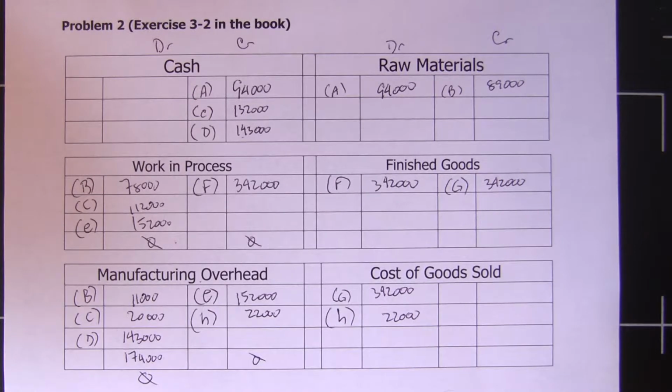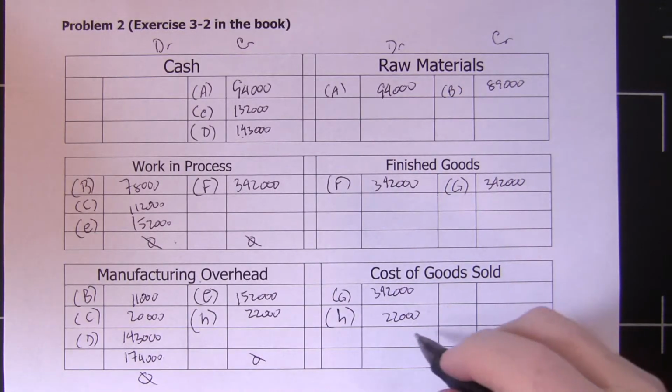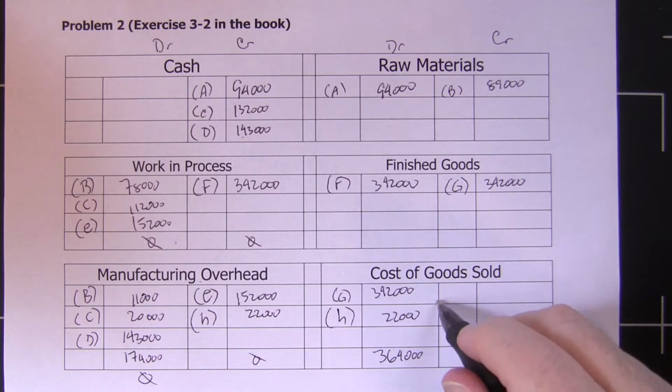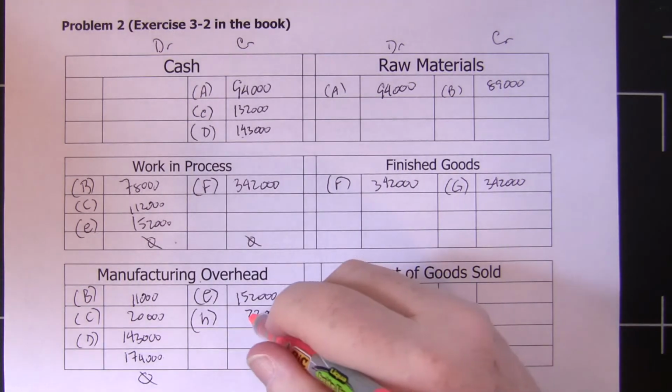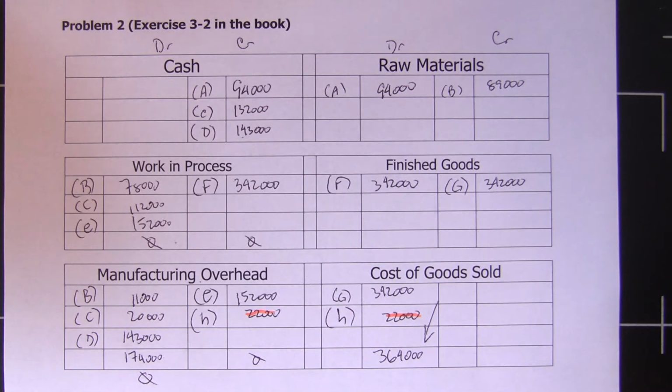And the last question, it says, what's the adjusted cost of goods sold? That's really saying, can you add these two numbers? And the adjusted cost of goods sold is $364,000. And the adjustment that they're referring to is where you close the balance, the over or under applied overhead, to cost of goods sold.